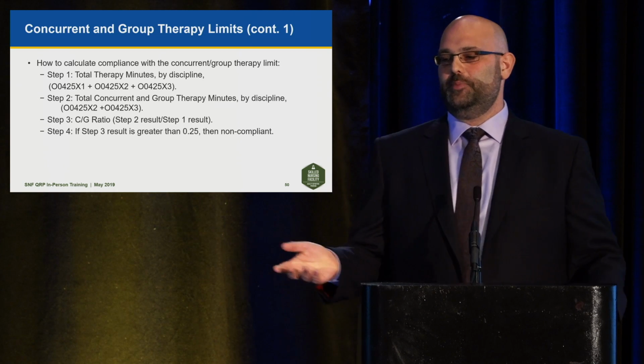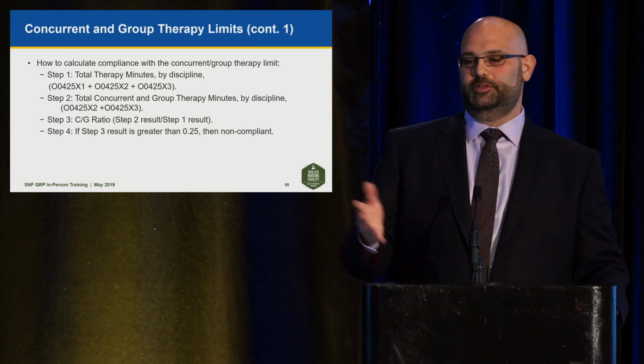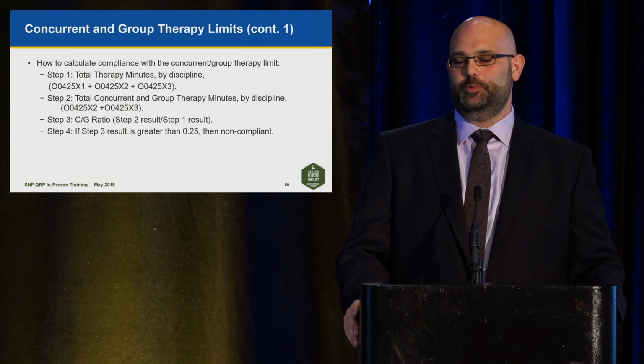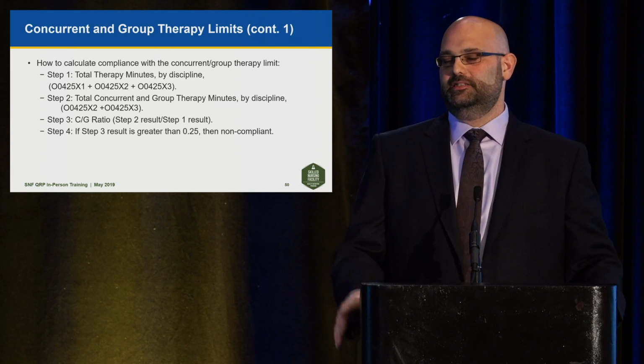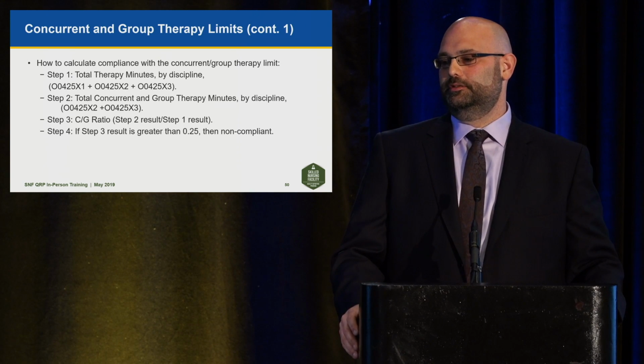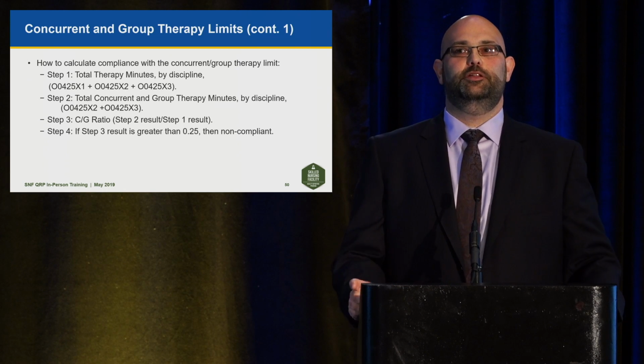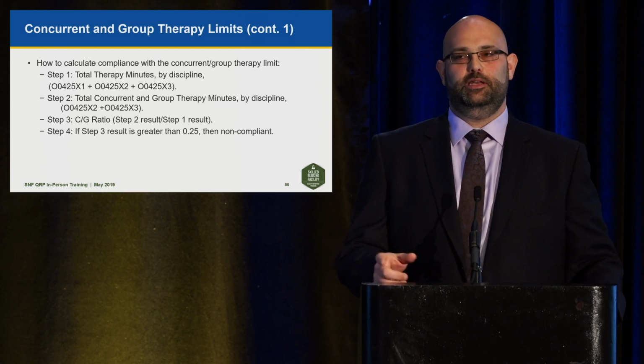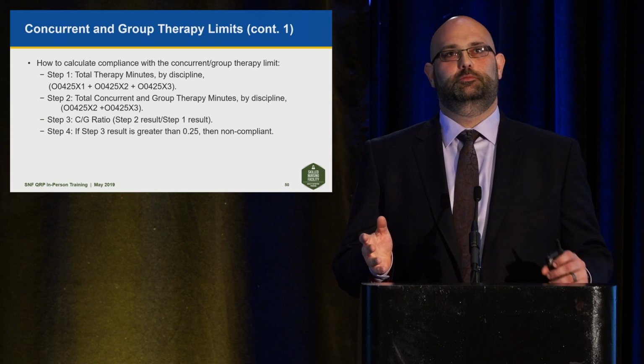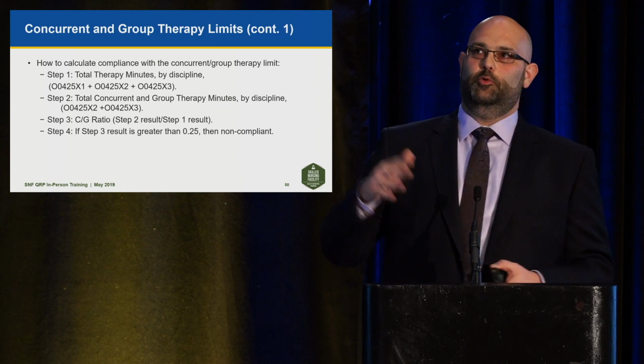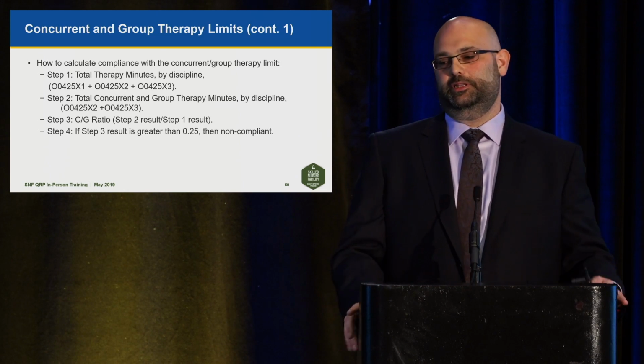So you'll have the total number of therapy minutes by discipline, captured as the sum of all of the individual, group, and concurrent. We will then take, in step 2, the total concurrent and group minutes by discipline. That is an important thing to mention, that this is a per discipline limit. It is not a full limit. You can't skimp a little on SLP to get more group therapy on PT. It's a per discipline limit.